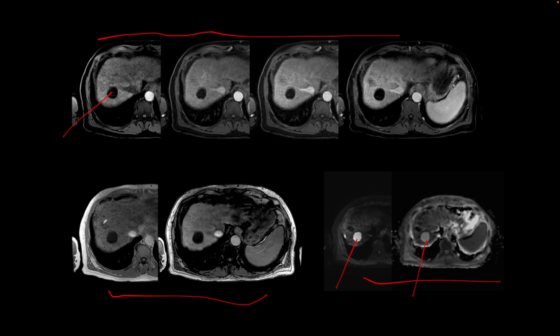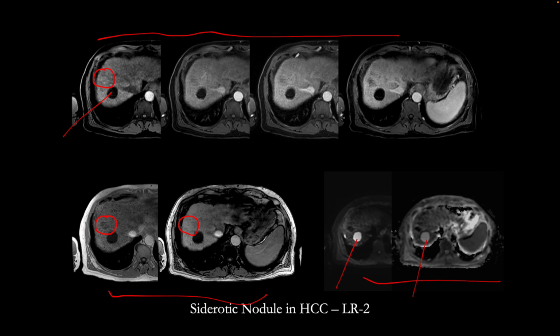Now the interesting finding is this focus here, which shows low signal on in-phase image, and on out-of-phase image it becomes isointense, and on the pre-contrast image it shows slightly high signal intensity on T1 weighted image compared to the surrounding liver. So this is a characteristic appearance of a siderotic nodule in a cirrhotic liver.